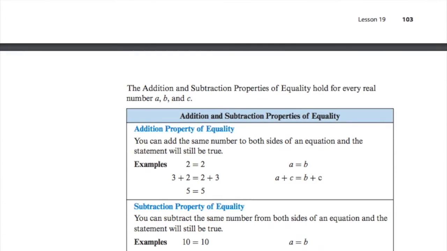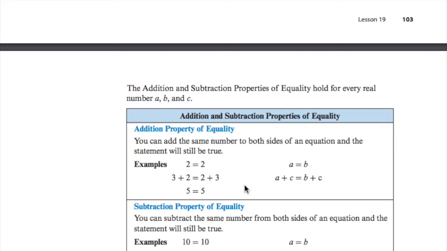These properties are called the addition property of equality and the subtraction property of equality. What this means is if you add something to both sides, the exact same thing, you actually have the same equation. So if 2 equals 2, that's true, and you add 3 to both sides, you have 5 equals 5. This is the addition property of equality. If I add something to one side, I add it to the other side.